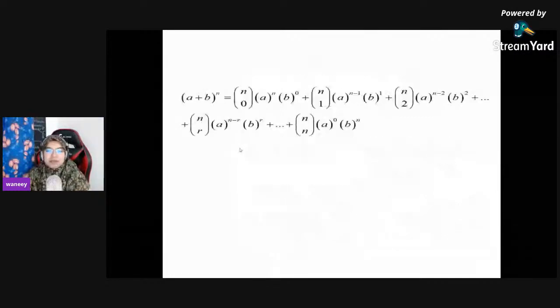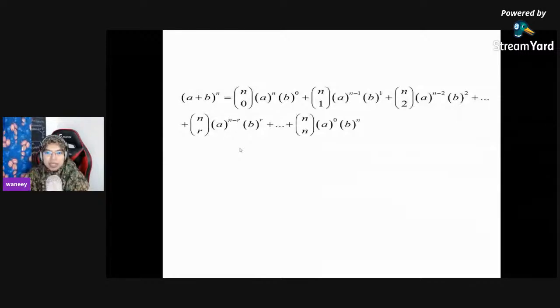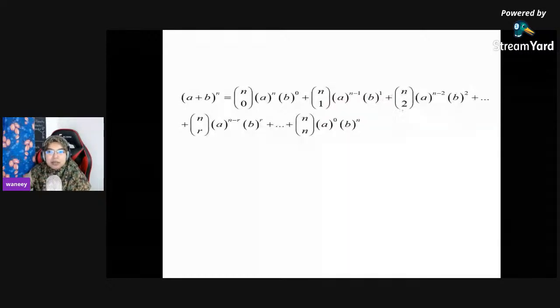Right, so this is the formula that we have looked at in the previous lecture. So we have a plus b to the power of n. So this is nC0, a to the power of n, b to the power of 0, nC1, a to the n minus 1, b to the power of 1, nC2, a to the n minus 2, b squared, plus dot dot dot, nCr, a to the n minus r, b to the r, plus dot dot dot until we have reached the last term, which is nCn, a to the power of 0, b to the power of n.